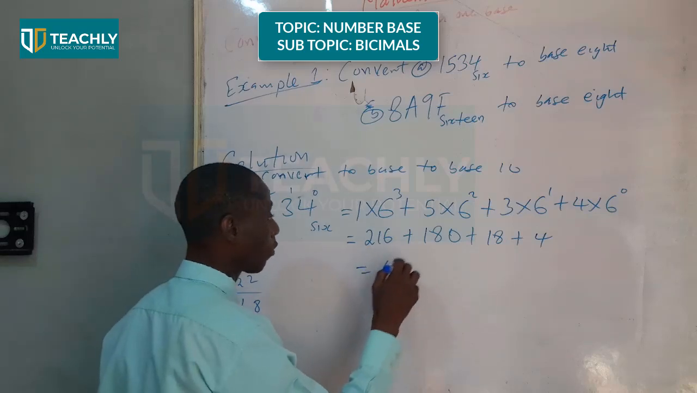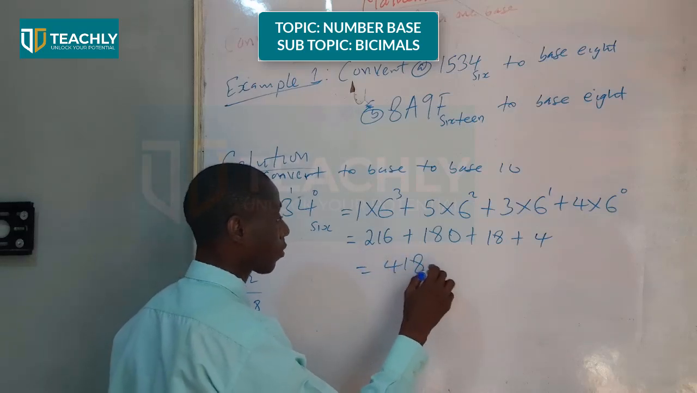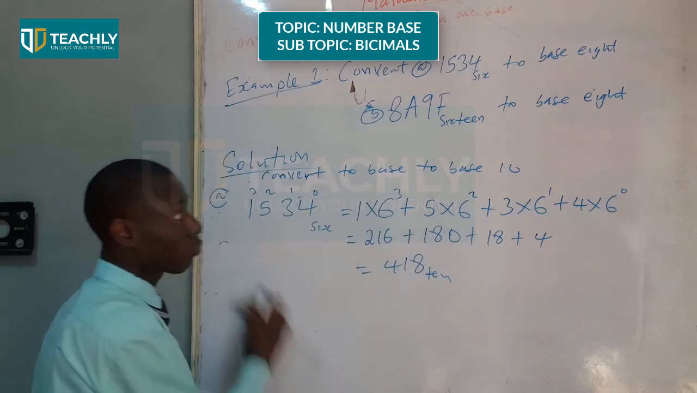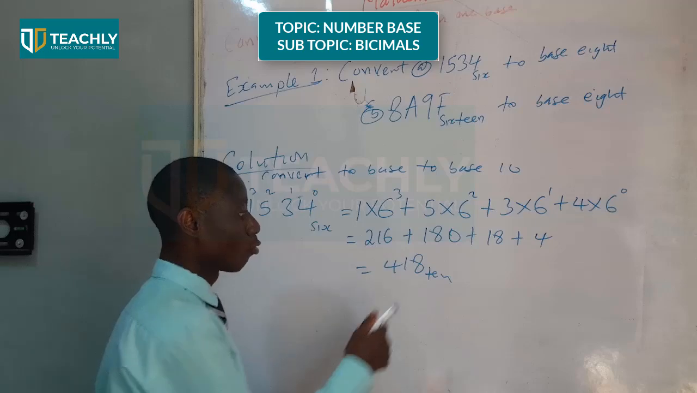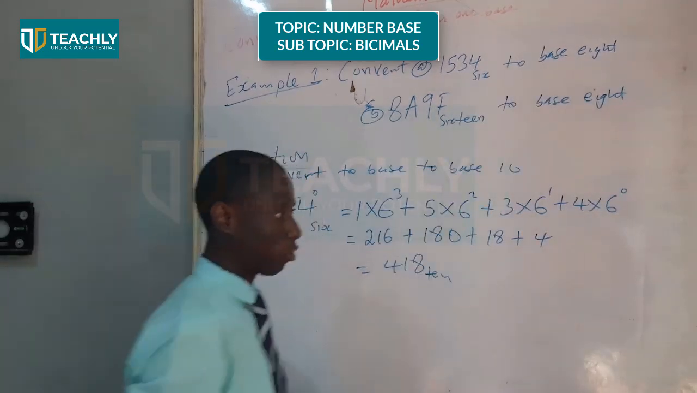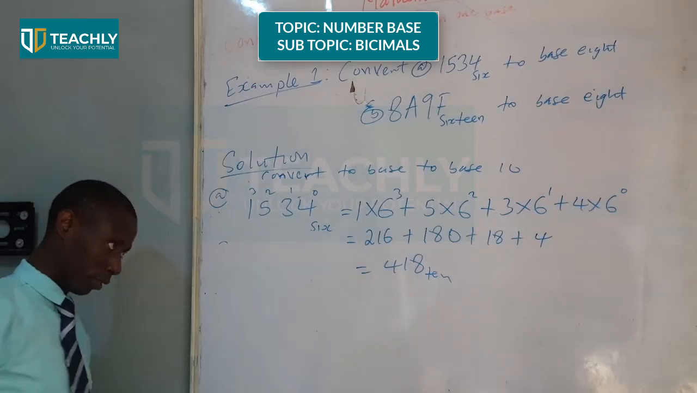So our answer is going to be 418 base what? Base 10. That's not our final answer. What should we do now? The rule says to first convert to base 10, then from base 10 to the required base, which is base 8. So let us now convert this one to base 8.